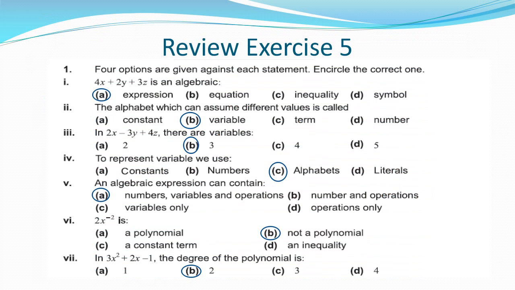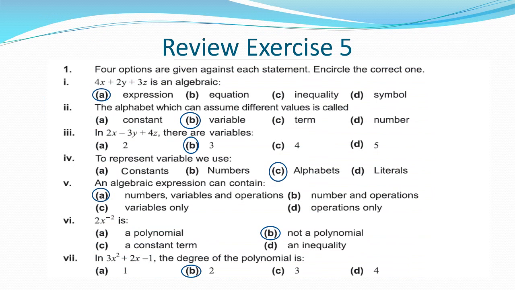Review exercise 5. Four options are given against each statement. Encircle the correct one. First, 4x plus 2y plus 3z is an algebraic expression. Second, the alphabet which we can assume different values is called a variable. Third, in the expression there are three variables, x, y and z. Fourth, to represent variables we use alphabets, A to Z. Fifth, an algebraic expression can contain numbers, variables and operations. Variables are basically the alphabets A to Z and operations are addition, subtraction, multiplication and division.